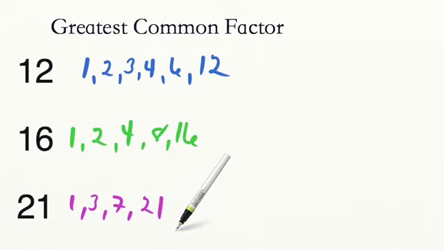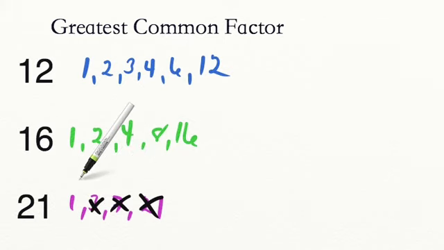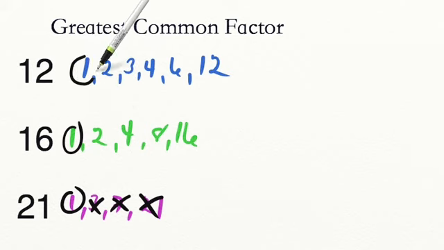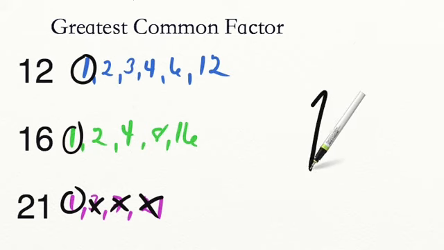Well, let's start with the largest number, 21. Do 16 and 12 have a factor of 21? No, they don't, so we're going to cross that out and move on to 7. Do either of them have a factor of 7? Nope. Moving on. How about 3? Well, 12 has a factor of 3, but 16 does not. So actually, that leaves us with one number. The greatest common factor for 12, 16, and 21 is actually the number 1 itself. That is the largest number that each of them have as a factor.